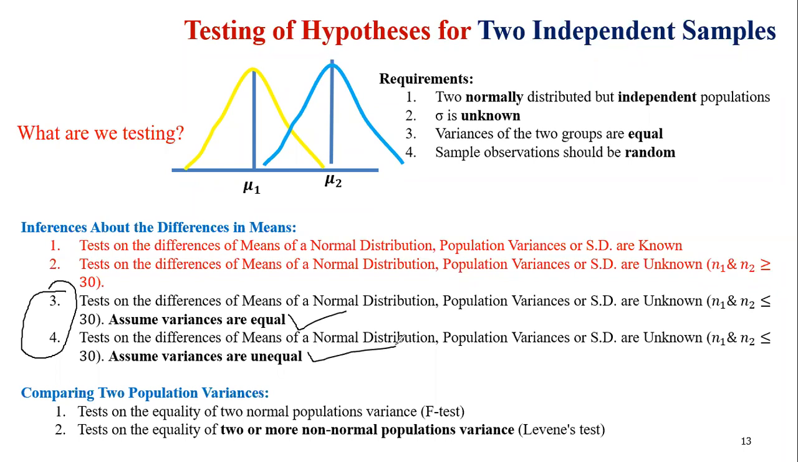So these two are talking about the two sample independent t-test. But we will say we are going to apply the two sample independent t-test with equal variance, or the two sample t-test with unequal variance, depending upon the situation. So how will we identify that? We can check the requirement.